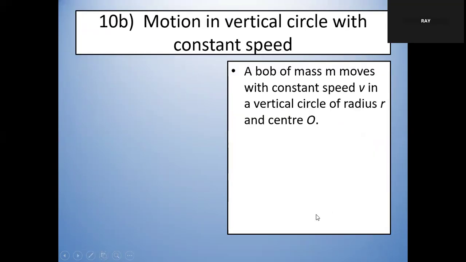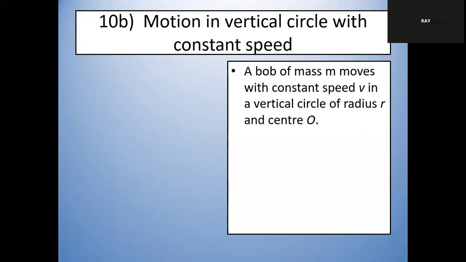Motion in vertical circle with constant speed. I think you will study this in further maths again under the mechanics part, where the speed cannot be constant, but we don't want you to be confused with too much, right? So for physics we simplify to constant speed, which is not possible.